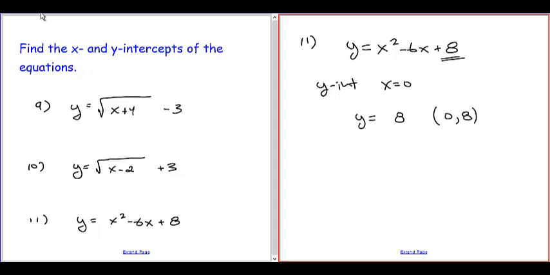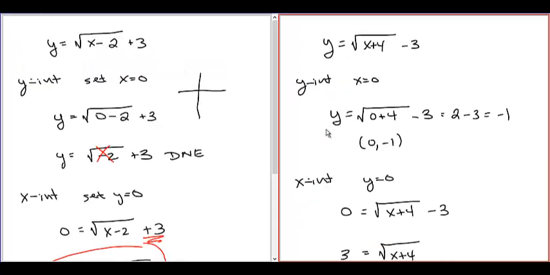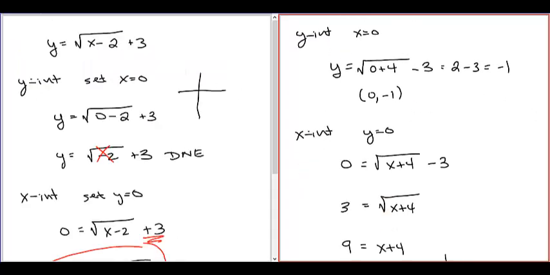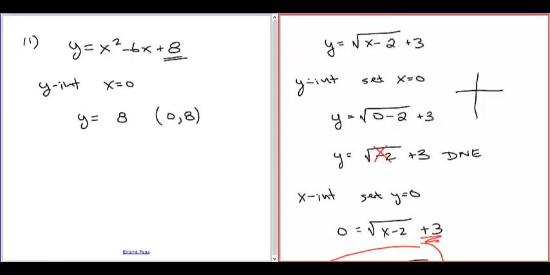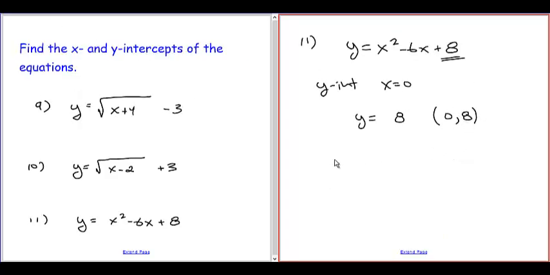I guess I should go back to these other problems that we did, but let's go down here. So the actual x-intercept here is x equals 5, y equals 0 as a coordinate pair. So I've got a coordinate pair here.